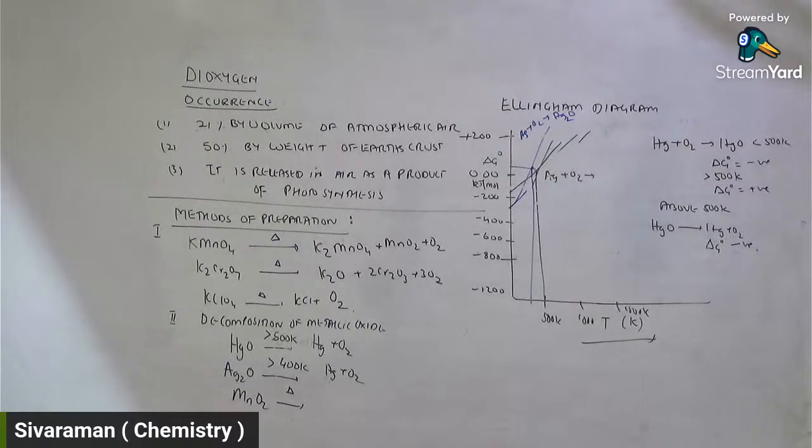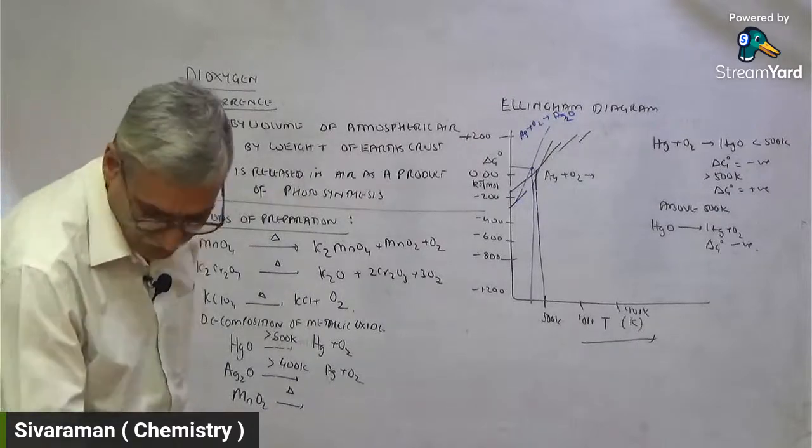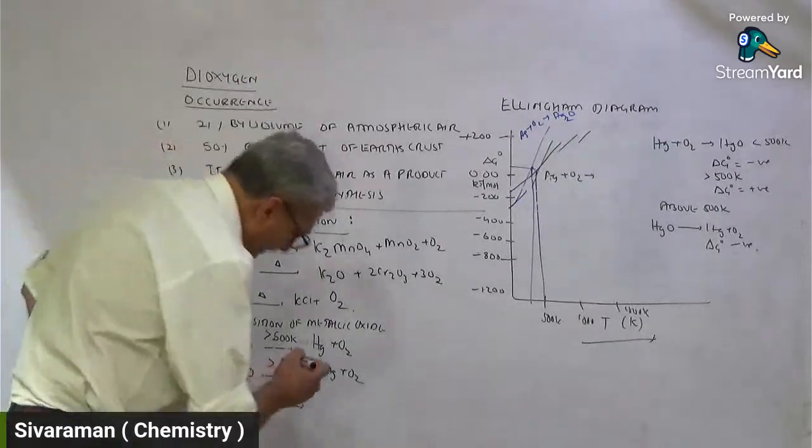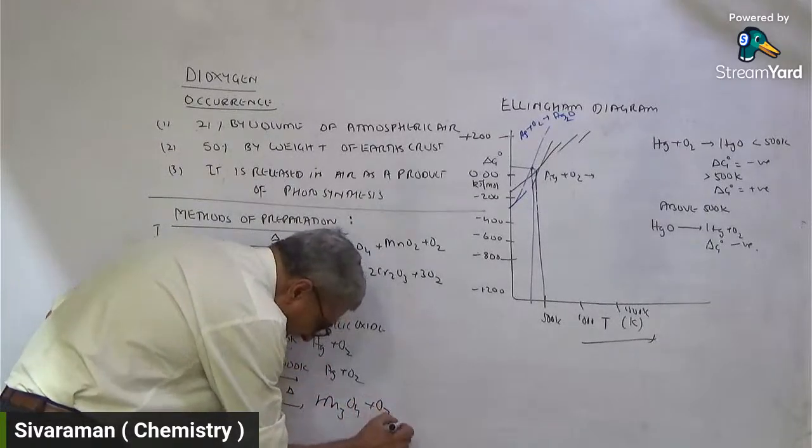These three are generally MnO2. I did not write that. Mn3O4 plus O2. Mn3O4 plus O2. I did complete it.